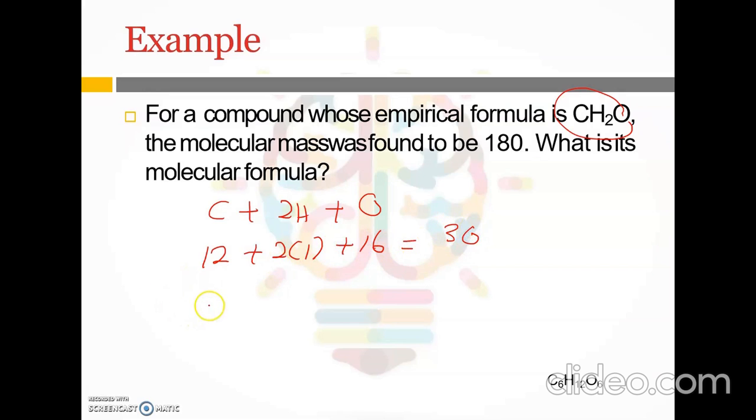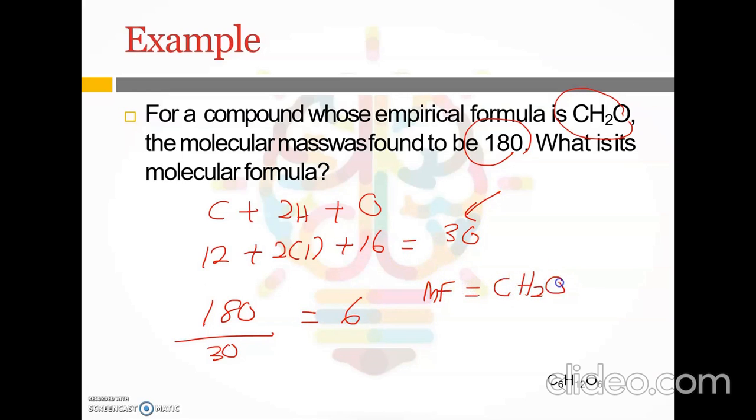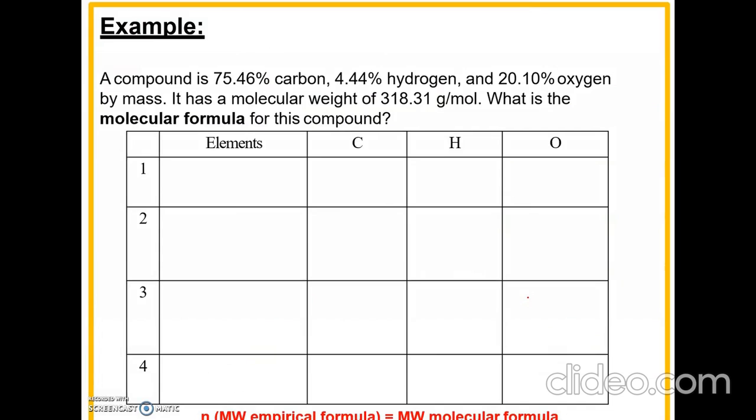30. So nak cari molecular formula, dia punya molecular mass kena bahagi dengan this mass. So 180 divide by 30, so you akan dapat 6. So nak cari molecular formula sama dengan CH2O, kita kena darab semua with 6. So you akan dapat C6H12O6. So ini adalah molecular formula for this compound. Okay, this is an example.